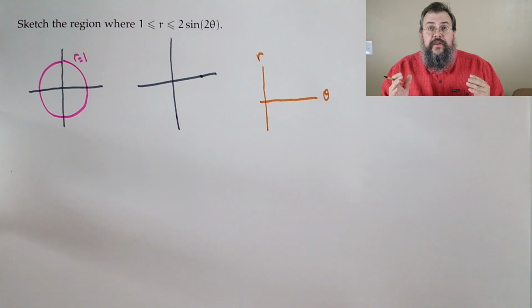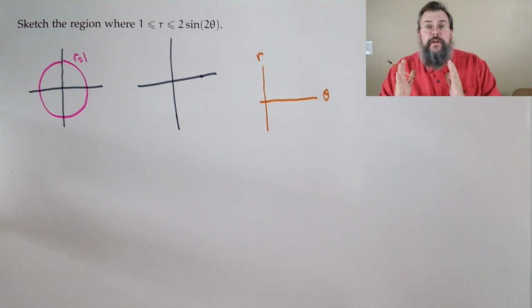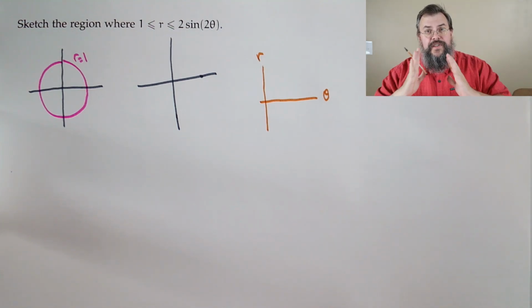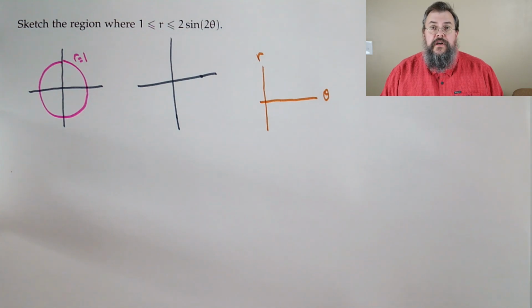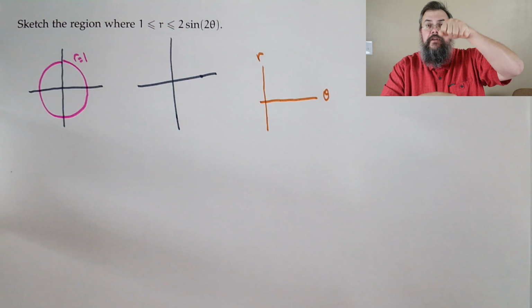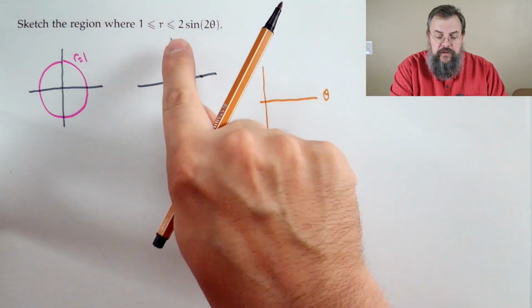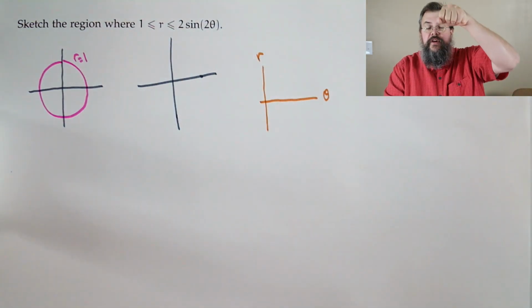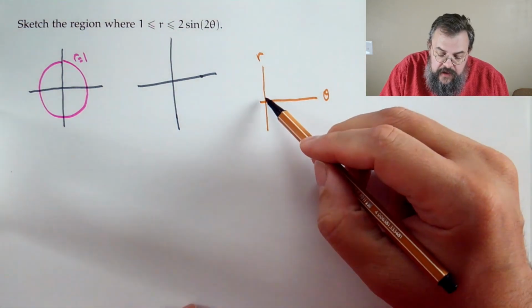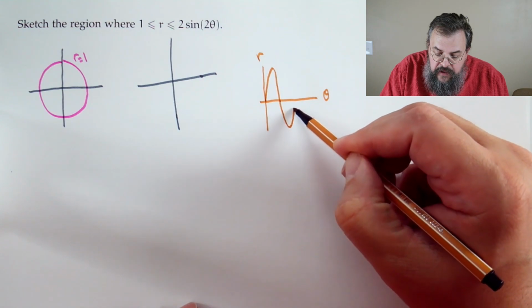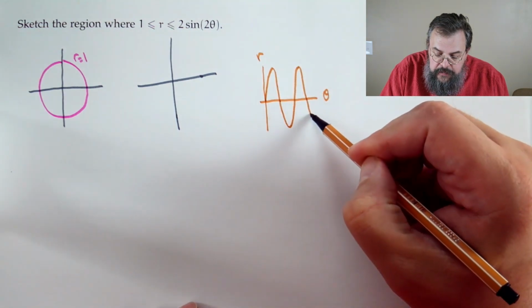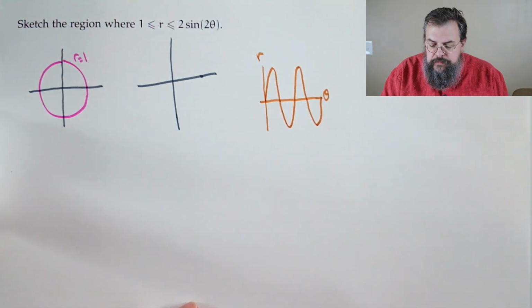Now, the sine 2 theta just says, instead of repeating every 2 pi, we're actually going to squeeze things in so it repeats every pi. So we're just compressing our domain by a factor of 2. The 2 on the outside, this 2 in 2 sine 2 theta, is a vertical stretch. So the effect is it goes up and down, but instead of doing 1 period, it does 2.